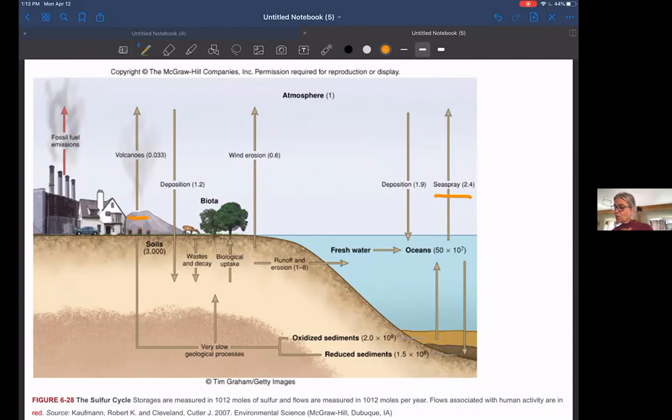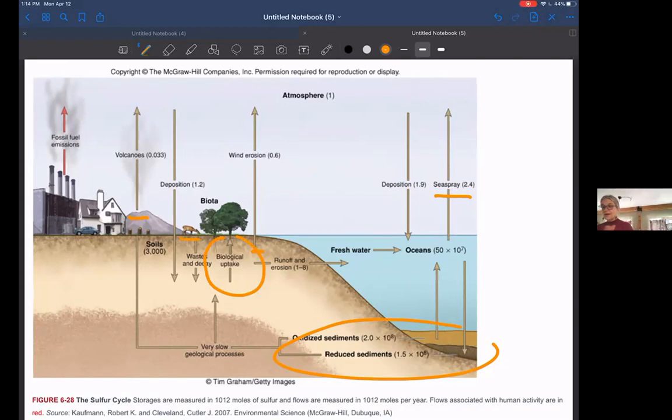We also have erosion, so wind erosion. We have these sediments that undergo very slow geological processes of being uplifted to the surface, and then winds can take that up and put it into the atmosphere. We also have the ability to take it up into plants, for example, and then during death and decay, it is released back into the soil.